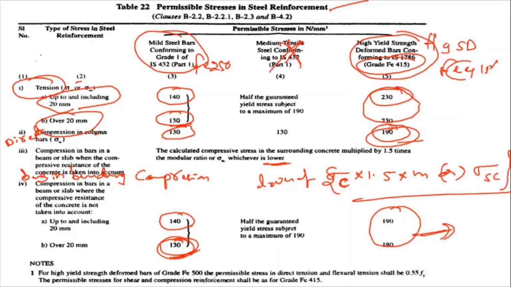Now, instead of using Fe415 bars, if you use Fe500 bars in direct tension and flexural tension, then this value has to be 0.55 fy. That means 0.55 into 500 we have to take. That is how much? 275. If you are using Fe500 bars either in direct compression or bending compression, the value will be how much? 0.55 fy.